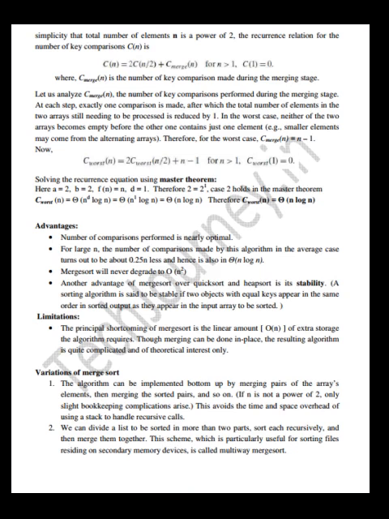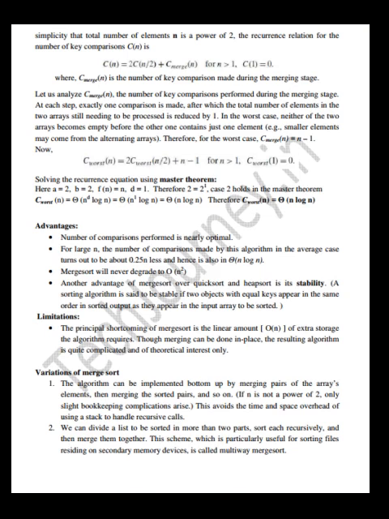Now, see the equation. Solving the recurrence equation using Master's theorem. Here a is equal to 2, b is equal to 2, f of n is equal to n, d is equal to 1. Therefore, 2 is equal to 2 to the power of 1. Case 2 holds in the Master theorem. C worst of n is equal to theta of n to the power of d log n, which is theta of n to the power of 1 log n, which is theta of n log n. Therefore, C worst of n is equal to theta of n log n.